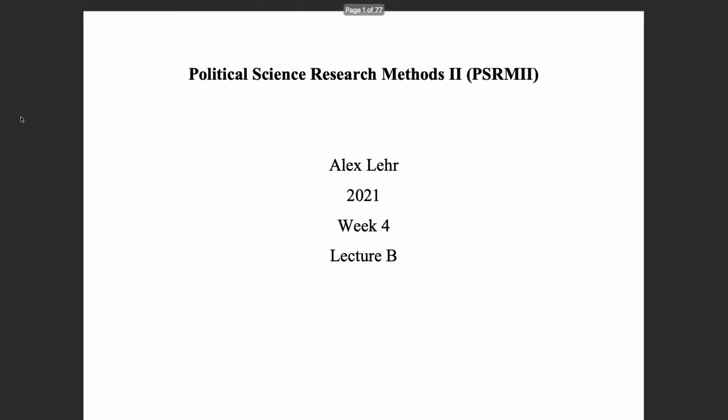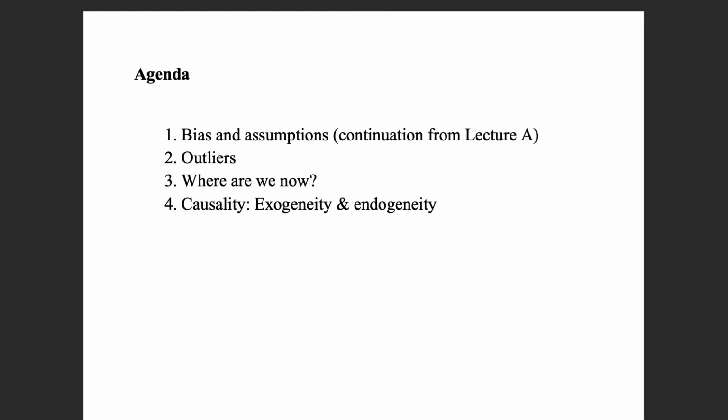All right, here we are back again for the B lecture of week 4. We are going to continue our discussion on bias and assumptions, basically continuing where we left off in the A lecture, because I reduced the A lecture in length a little bit. This is a bit of a shorter week than normal because of Carnival, so you can get a bit of a shorter lecture and get to work on the assignment.